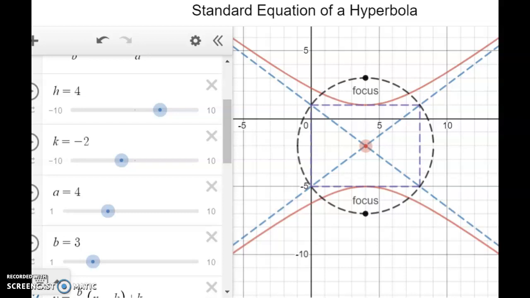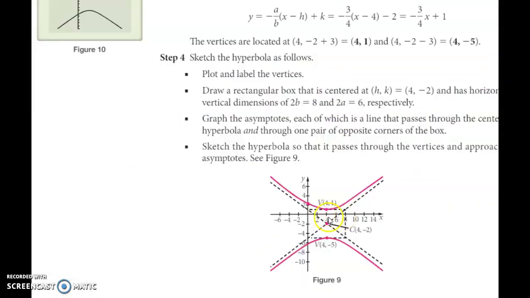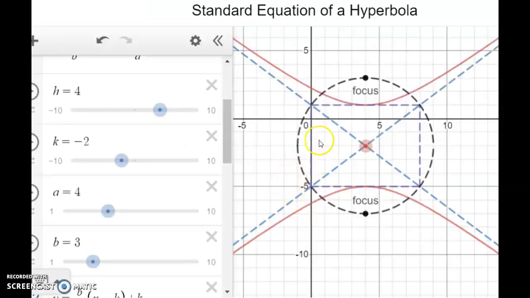And let's compare what we have in the book. So notice the center is down here at 4 and -2. And then the foci are up here and down there. And then the asymptotes and then the hyperbolas here. So let's check. And that's the way it looks. Right on. So here, okay, let me explain this little box here.